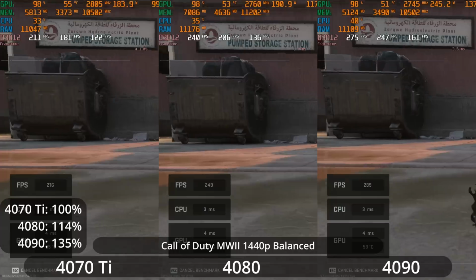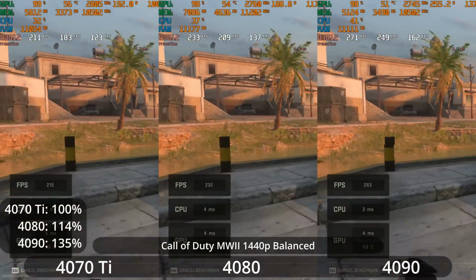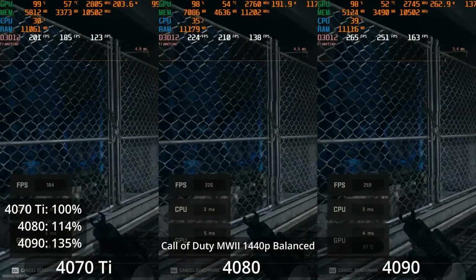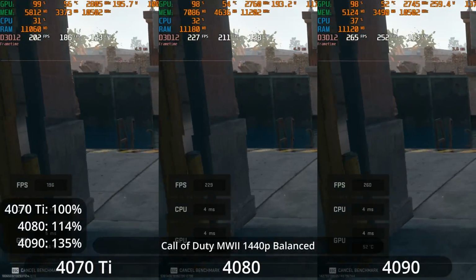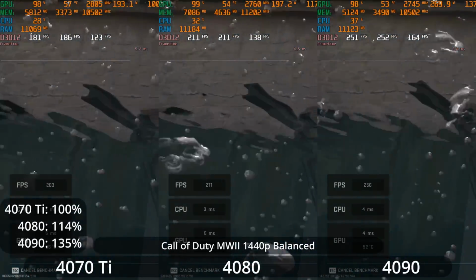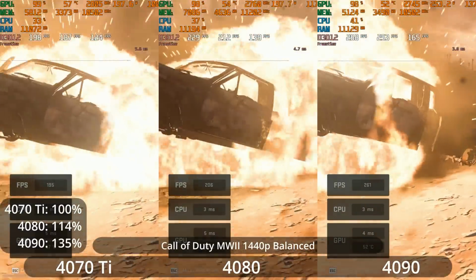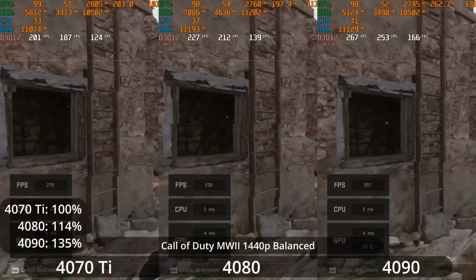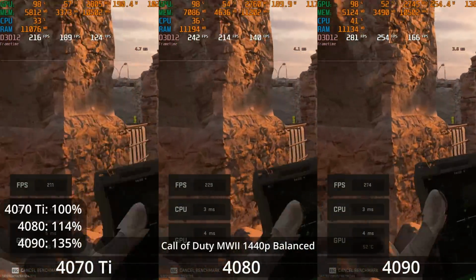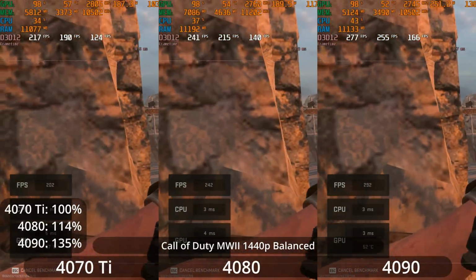It goes above and below. The 4080 is well over 200 FPS most of the time, and the 4090 is more into that 250 to 300 FPS range a lot of the time. Now, the 4090 is only showing a 35% lead over the 4070 Ti, and the 4080 only showing a 14% lead over the 4070 Ti.